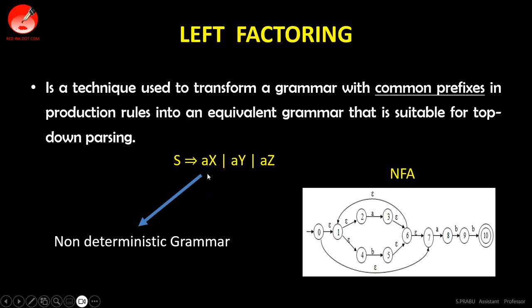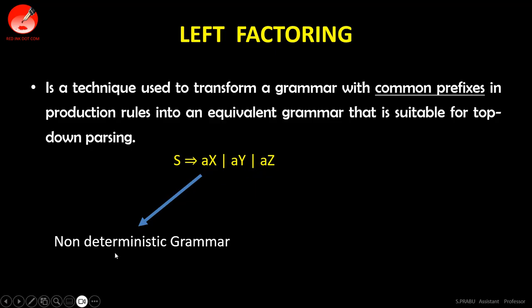In the same way, a predictive parser struggles to predict which rule is better for the particular derivation process because more than one production has the same first element. So this kind of non-deterministic nature is otherwise called ambiguous grammar. So we should remove ambiguity before doing the top-down parsing. That technique is called left factoring.